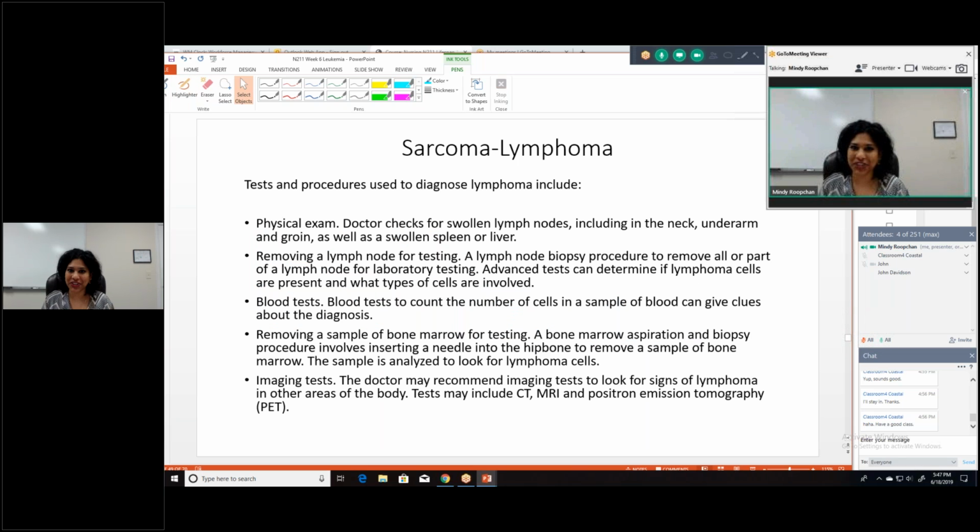This is why we do a good H&P. We find out all this about the patient. That way we can put it together when we're taking care of them and let the doctor know, listen, this person has a history of, and then we wonder why they have this lymphoma.